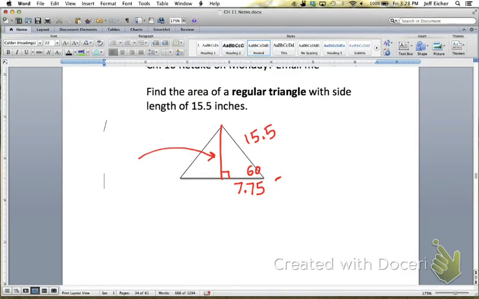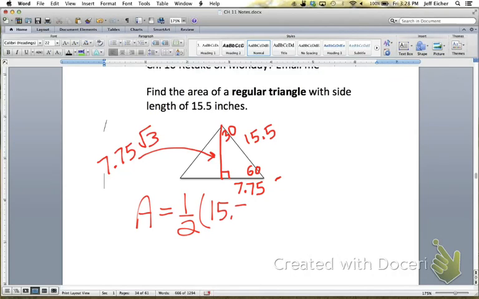We have an equilateral triangle, side 15.5, angle 60 degrees. That gives us a 30, 60, 90 triangle. We could fill in the blanks with our patterns that we know. So we have 7.75 times the square root of 3. And to find the area, we do 1/2 base times height. 1/2 the base is 15.5, and the height is 7.75 root 3. And you can get the answer on your calculator. Moving on to the actual lesson.